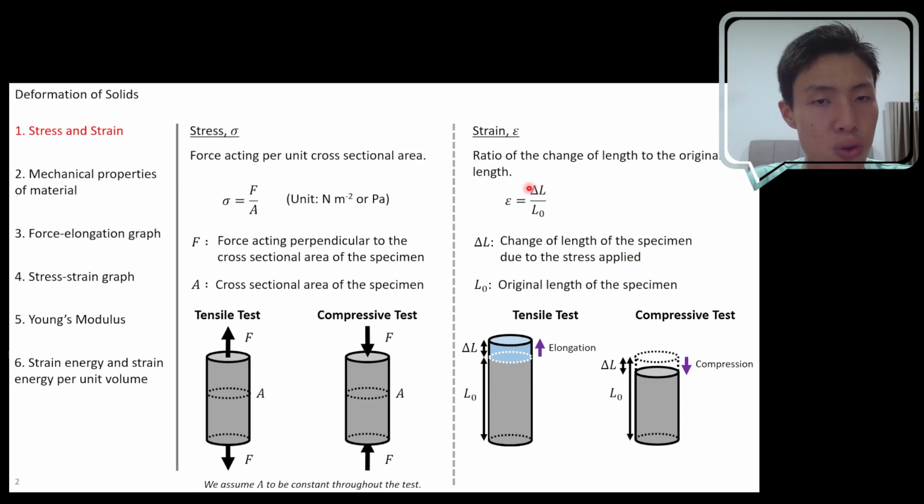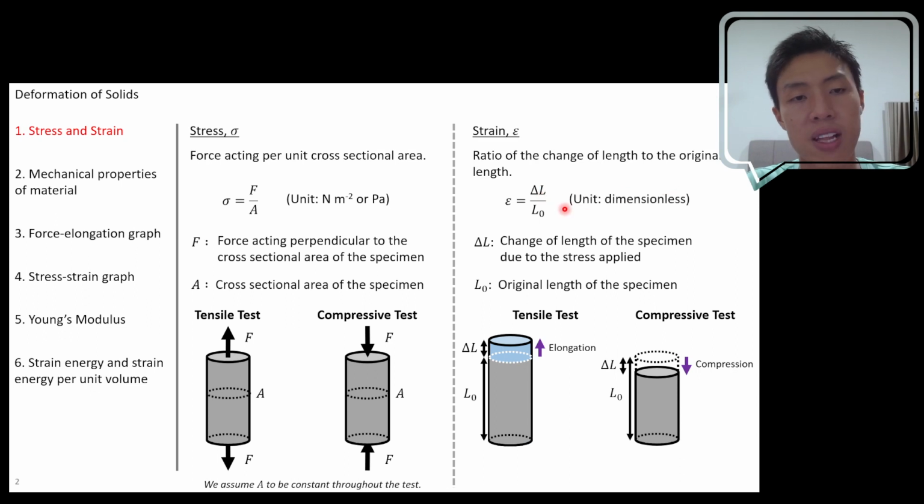You know that delta L here is a change of length, so the unit should be in meter or in cm, whatever you prefer. But if you're keeping the unit consistent, L0 should have the same unit as the change of length, because both of them are length measurements. So if you take a length measurement divided by a length measurement, technically you should get a dimensionless value for your strain. So strain here has no unit, but stress has a unit of Newton per meter square. This is what you need to be clear about. So that's the idea, and that's the concept that you need to know regarding stress and strain.